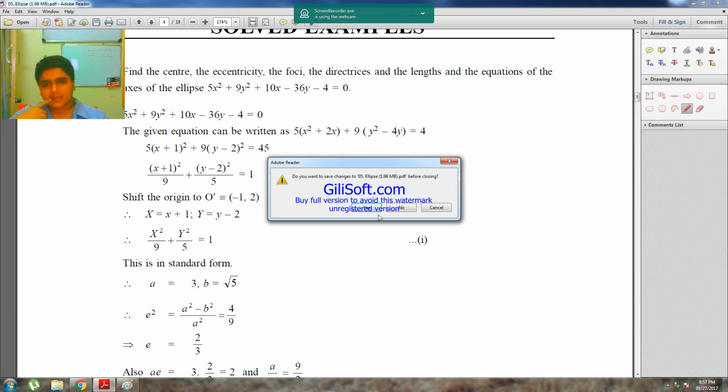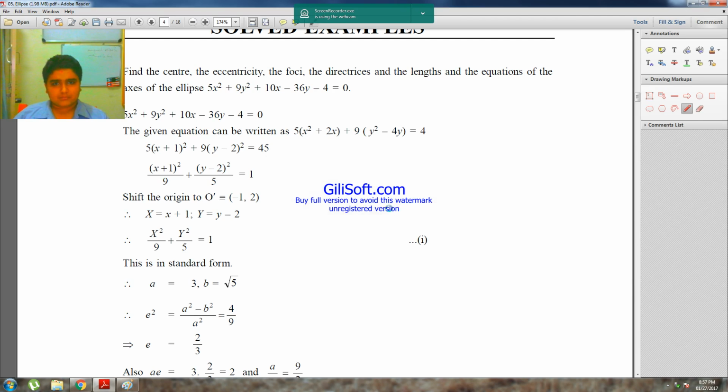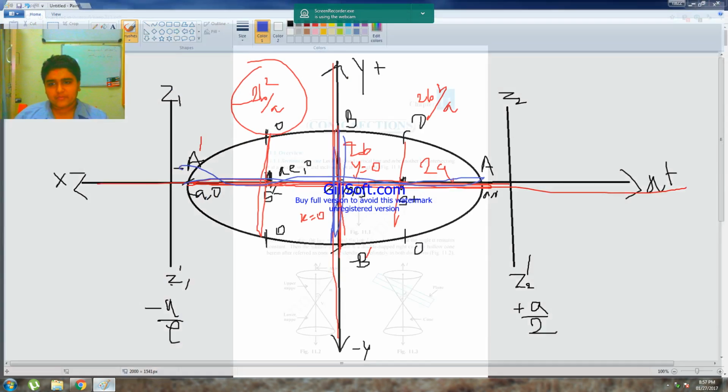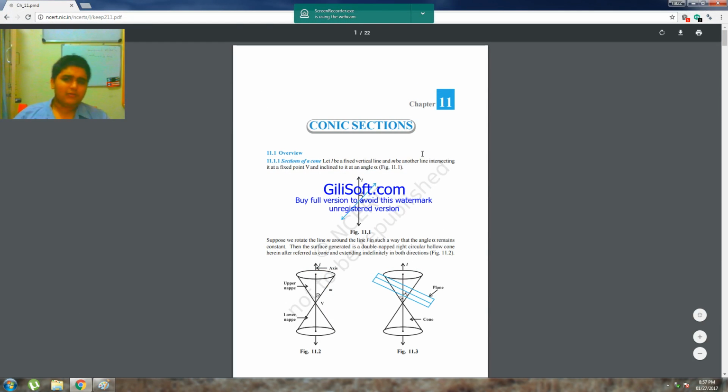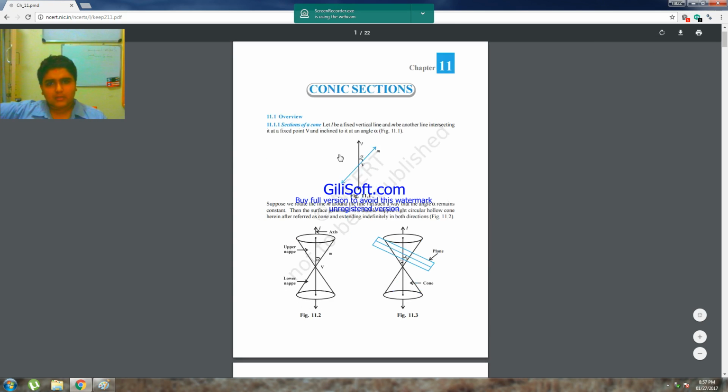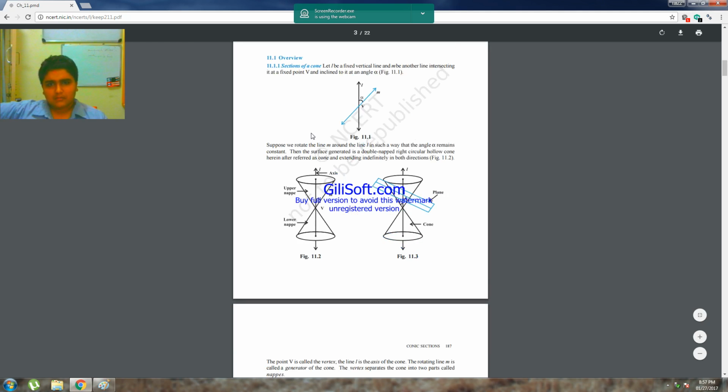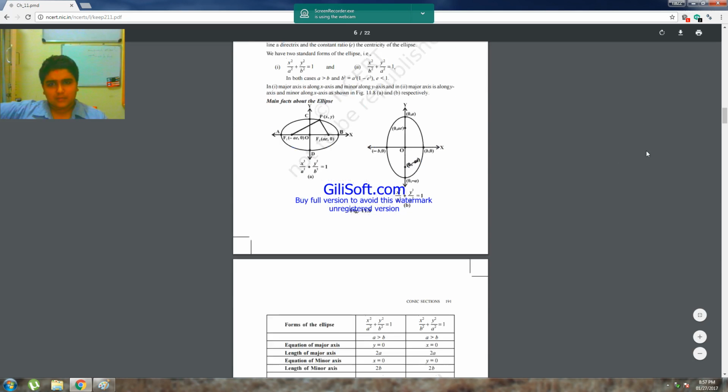Let's now look at these solved examples. I'll give you some more solved examples from your NCERT book. Look at this NCERT book once more. Just check if you can find something new over here. The section, okay, we've done all this, right? Just look at the ellipse part.